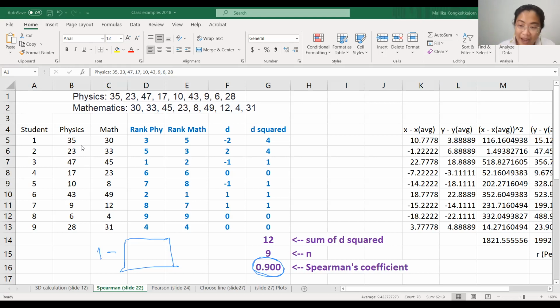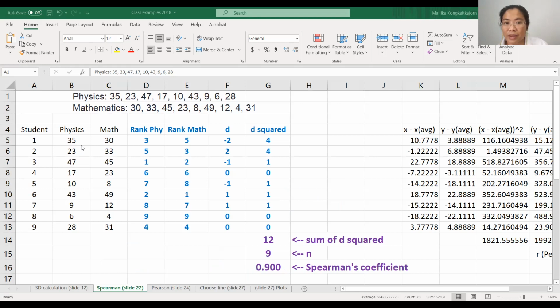But if the Spearman coefficient is 0, or 0.005, for example, that means that it doesn't tell that if you get a good mark in physics, you will get a good mark in math. So that's how it is presented. Or if you have the Spearman coefficient to be negative 0.9 instead of positive 0.9, that would mean that if you get a good mark in physics, you will get a bad mark in math, because it's a negative coefficient. Okay, so that's how the Spearman's coefficient is used.